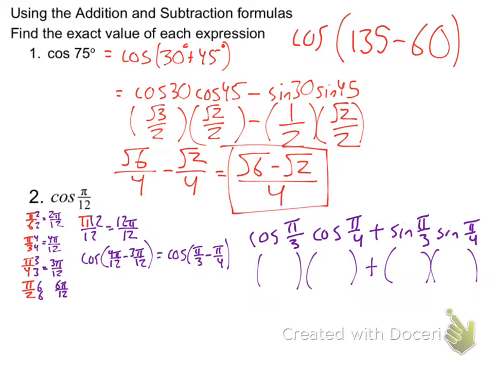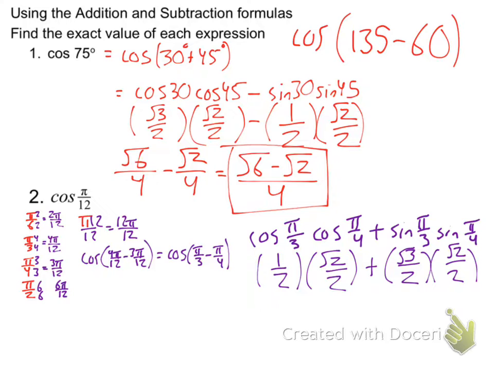The exact value. What's the cosine of pi over 3? 1/2. What's the cosine of pi over 4? Square root of 2 over 2. What's the sine of pi over 3? Square root of 3 over 2. And sine of pi over 4 is? Square root of 2 over 2.